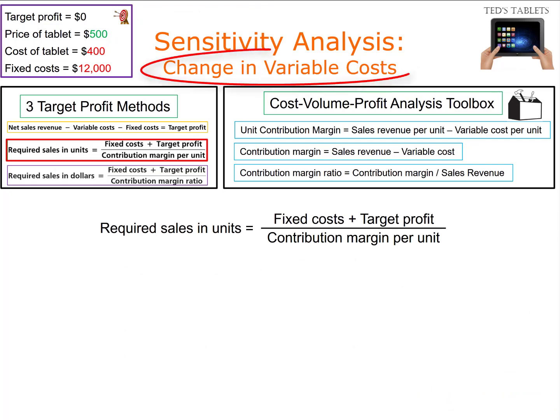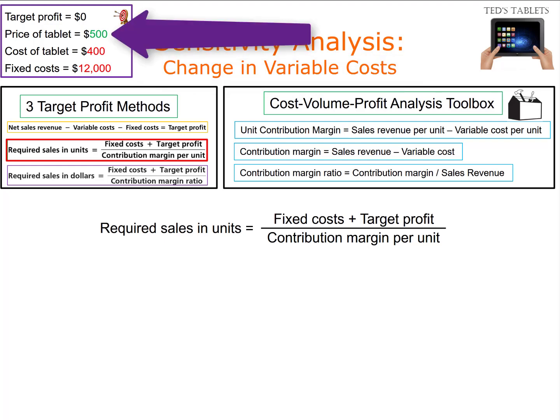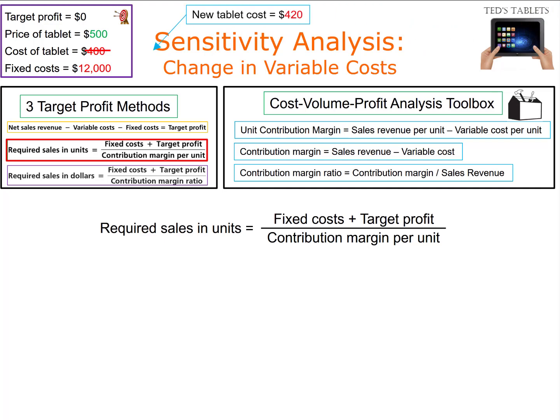Now we'll find out how changes in variable costs change the break-even point. We'll go back to the original sales price of $500 per tablet. But we'll assume it now costs Ted $420 to make each tablet instead of $400 per tablet. Perhaps the supplier of the battery raised the battery price by 20 bucks. And Ted cannot increase the price of the tablet due to increased competition. And we'll assume fixed costs stay the same at $12,000. Ted wants to know what the new break-even point is.